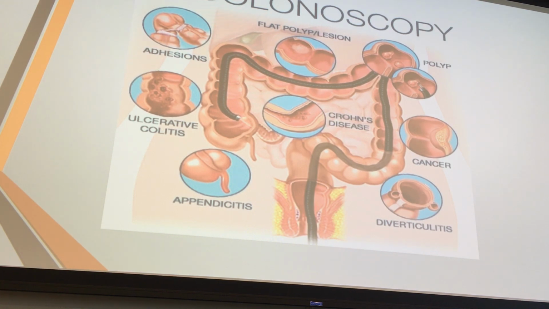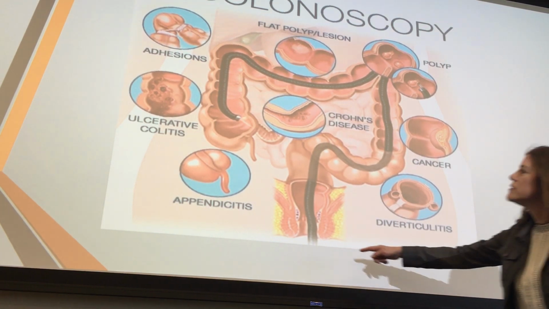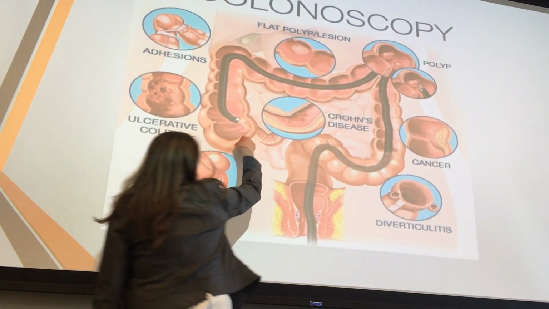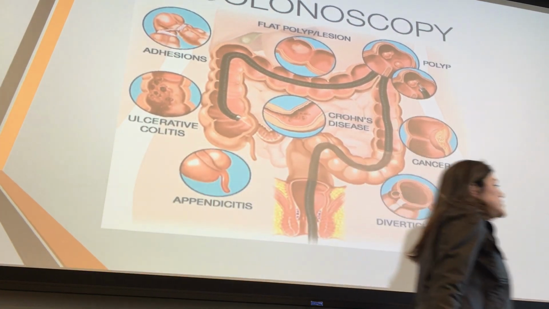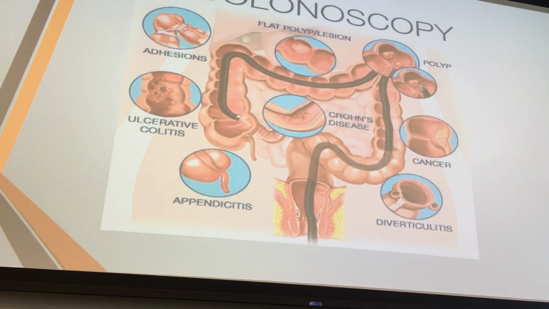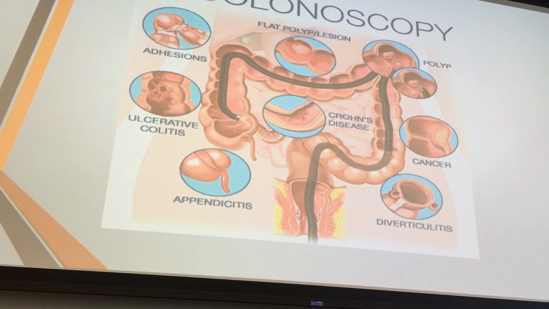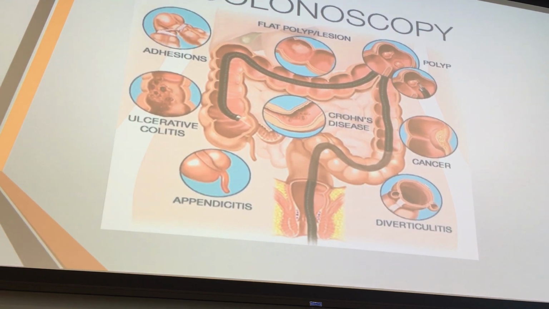But anyway, as you can see, there's all different kinds of things that they can recognize in a colonoscopy. They usually just go to the cecum, by the way, which is this little part right here. As you can see, they go through the rectum here, and then they stop right at the cecum. They don't go to the small intestine because it's too tortuous. It has too many twists and turns.